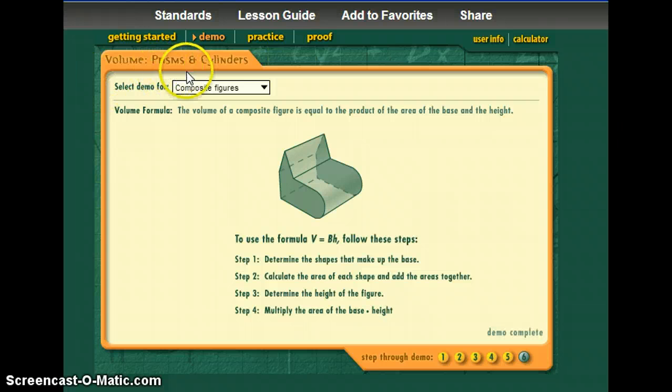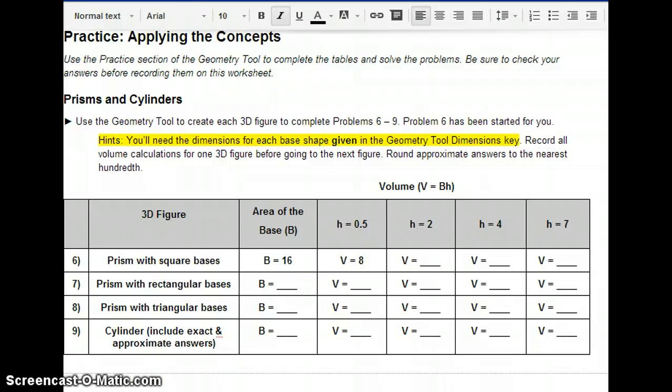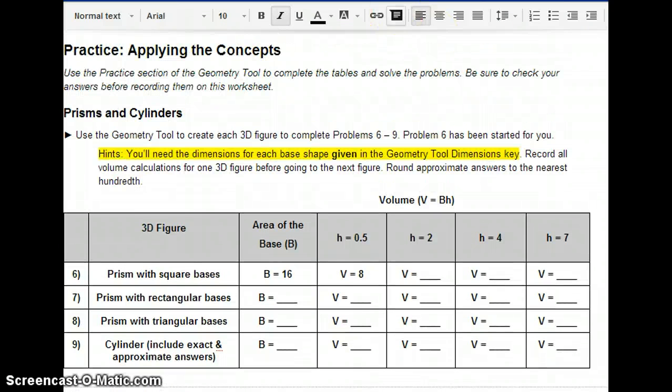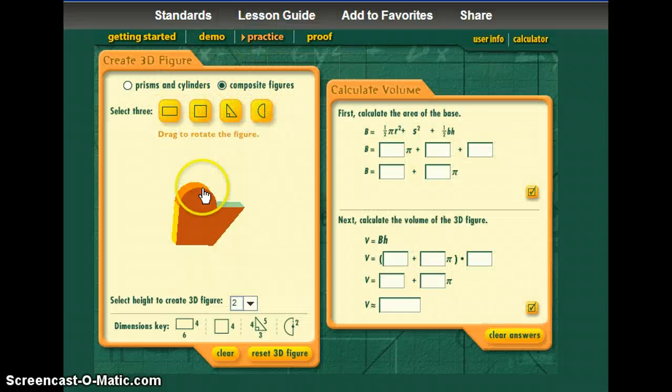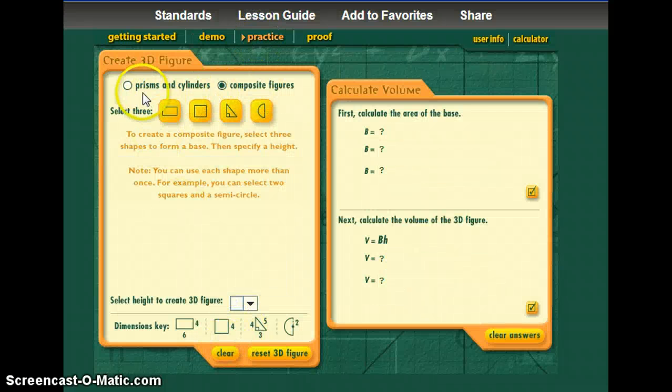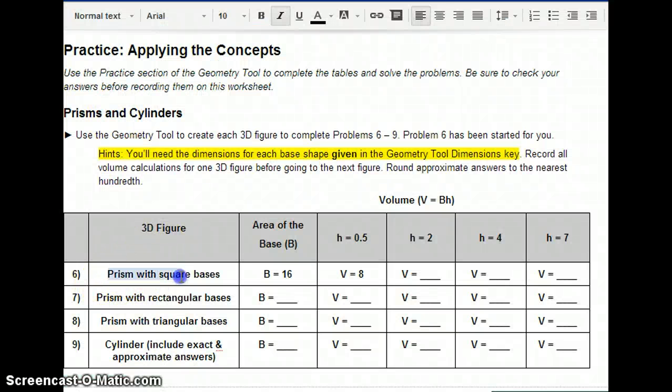Okay, there's the demo complete. If you flip over, hopefully you understand what the general formula for volume is. And now we're going to move into the practice area of the interactivity. According to this table, we're going to look at prisms with square bases, prisms with rectangular bases, triangular bases, and then a cylinder. I'm just going to show you the different heights associated with the prism with square bases, etc.